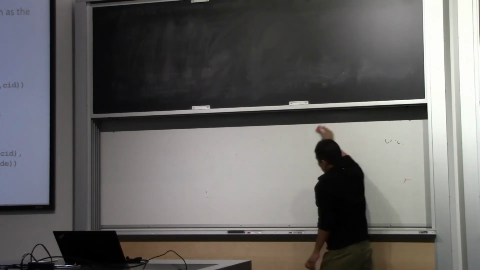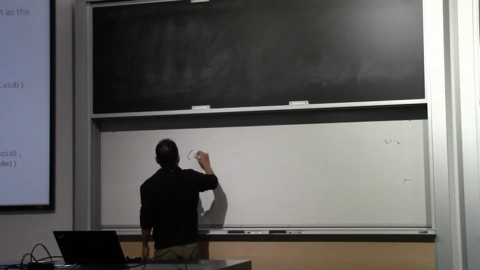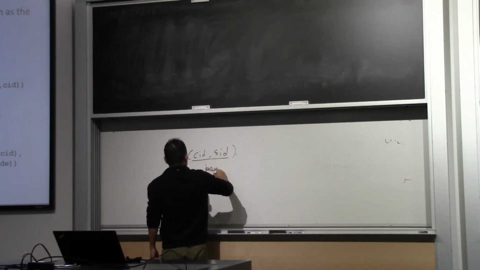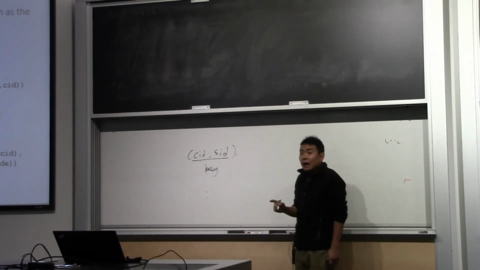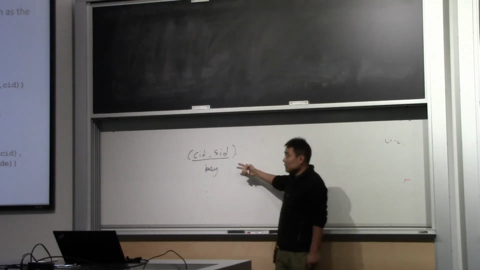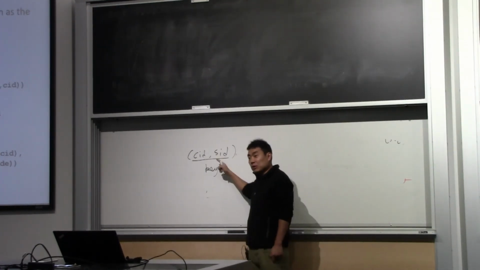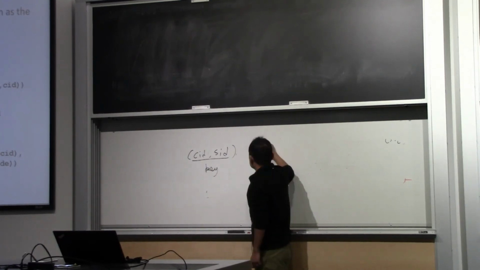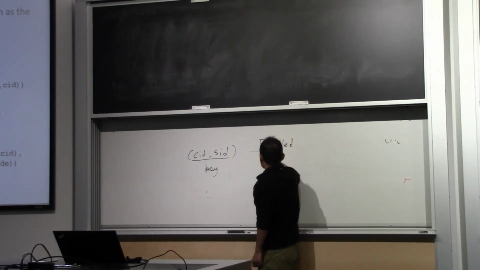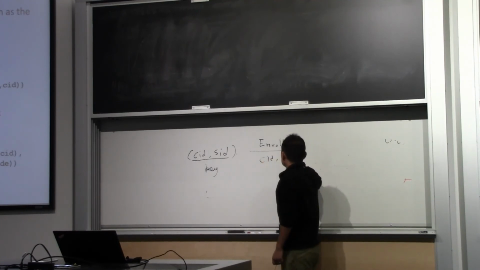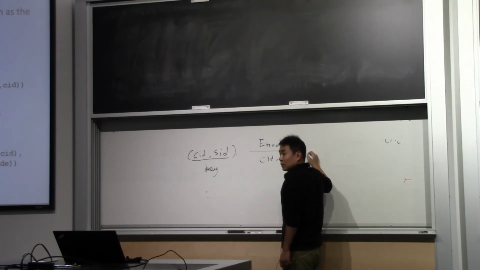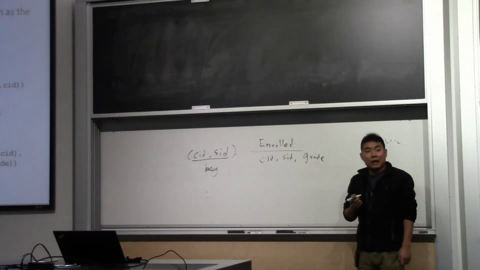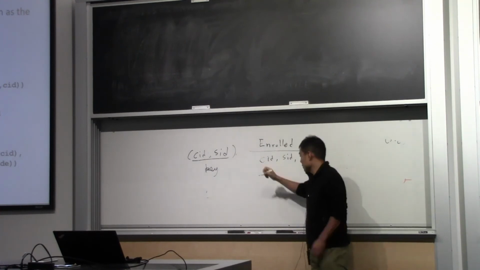When I specify this is a key, what I imply is no two records from the enroll table may have same values on both CID and SID. Let's look at what is the schema for enroll table. The schema of this is course ID, student ID, and grade. I'm going to underline the attribute that is part of your key. So this is your key.